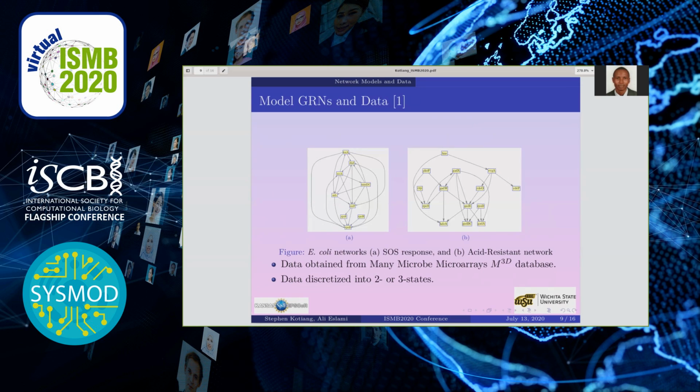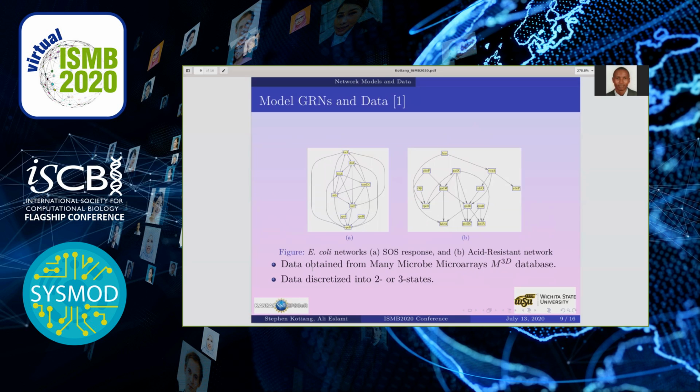We then tested our probabilistic model on E. coli SOS response network and acid regulatory networks as shown in figures A and B respectively. The SOS pathway regulates and coordinates cell survival and repair after extensive DNA damage. Similarly, the acid-resistant pathway enables the organism to survive in extreme acidic environments.